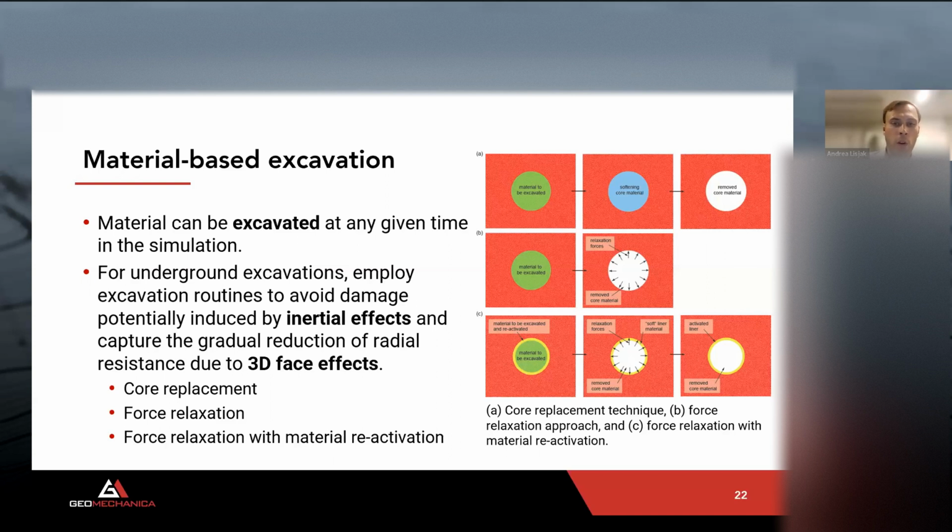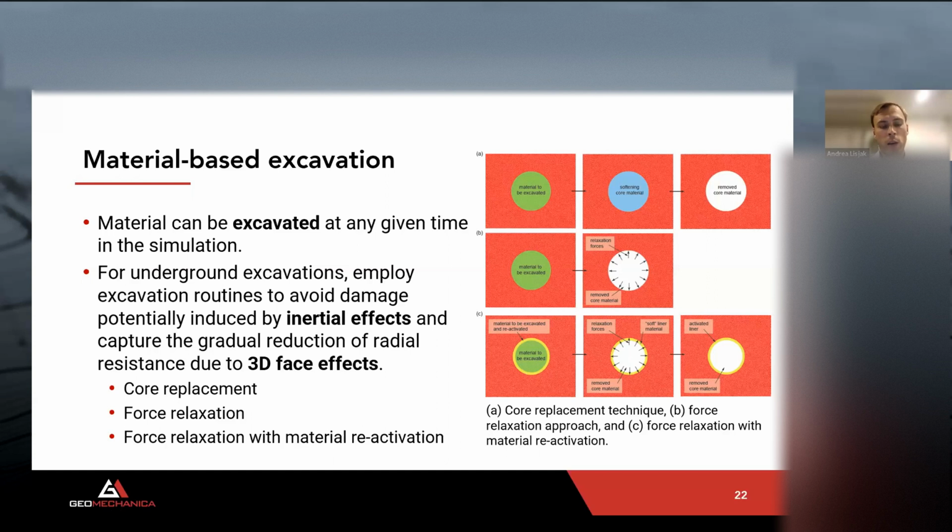Previously, only one method was available to capture this, the so-called core replacement technique. It is the first one here on the top right, where essentially the core material is replaced by a fictitious material, and you decrease the Young's modulus of that material to simulate progressive excavation, until eventually it is removed.